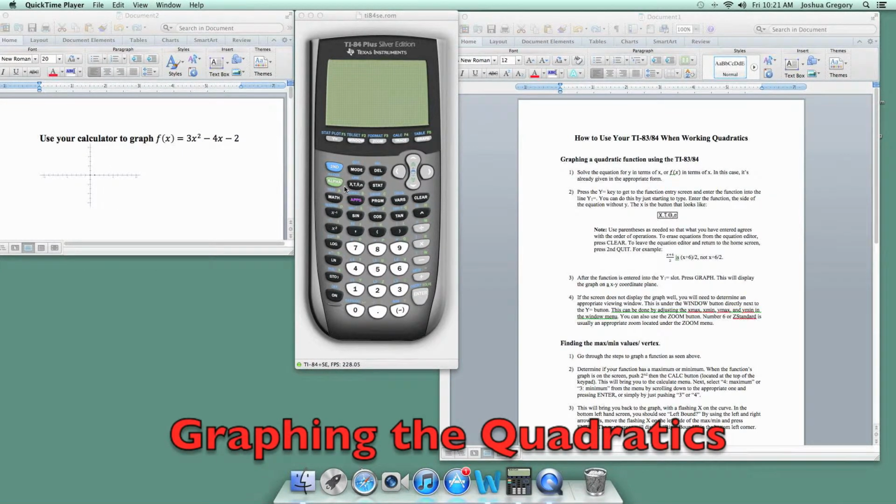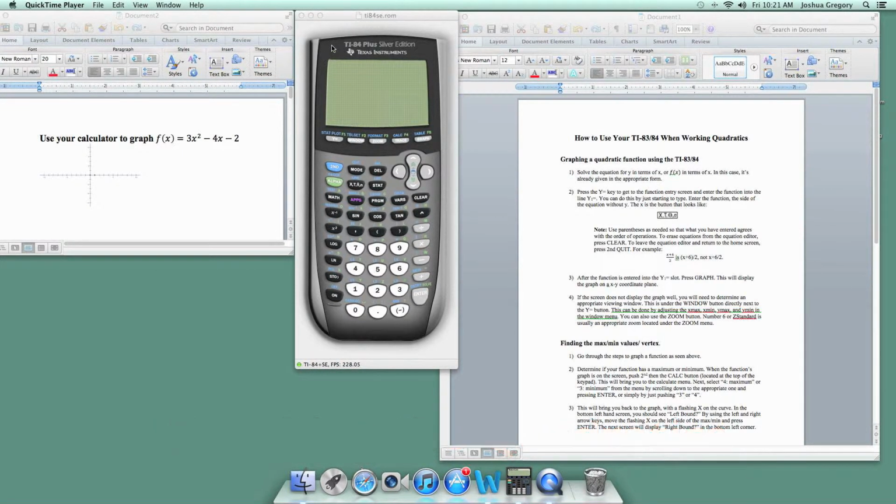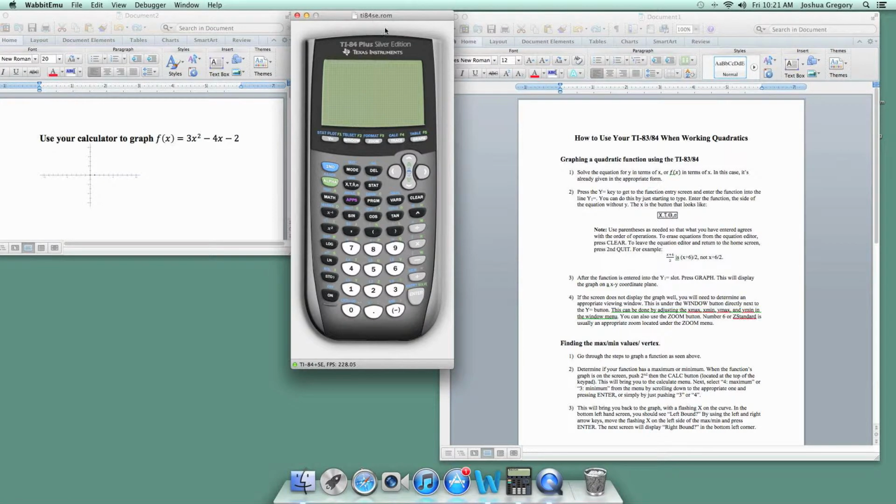Class, today we're actually going to learn how to use our calculator. We're going to find out how to graph quadratic functions in our calculator, to find the vertex or the max or the min, whichever you'd like to call it, on your calculator, and to find x or y intercepts, all things that we've been doing in the past few lessons.